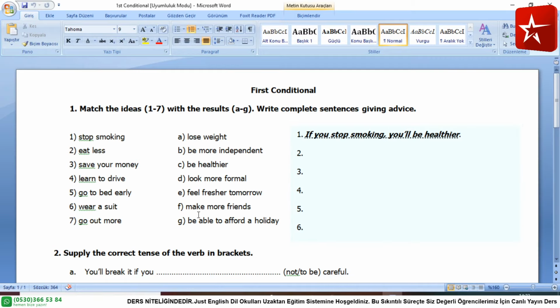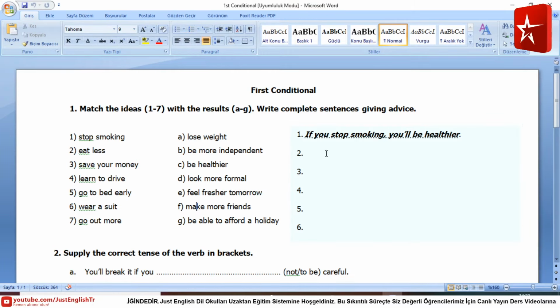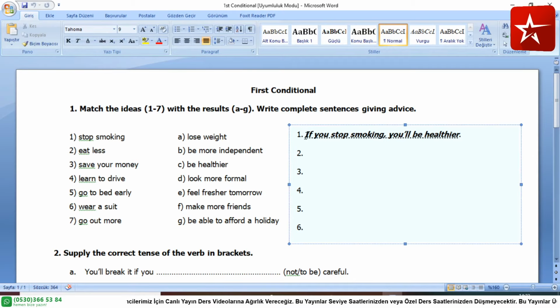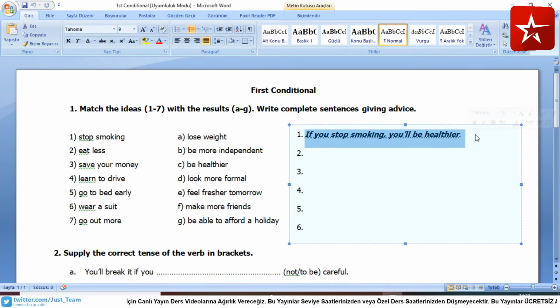If you look at the examples here, look at exercise 1. We should make sentences by using the information here. For example, number 1, stop smoking, and we should choose from A to G. If you stop smoking, we have an example: if you stop smoking, you will be healthier.